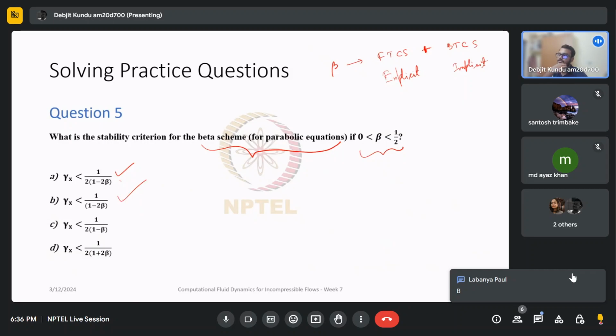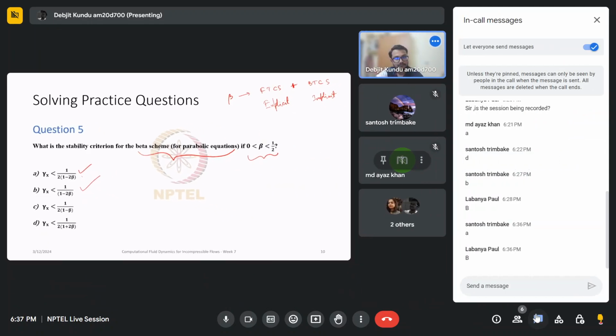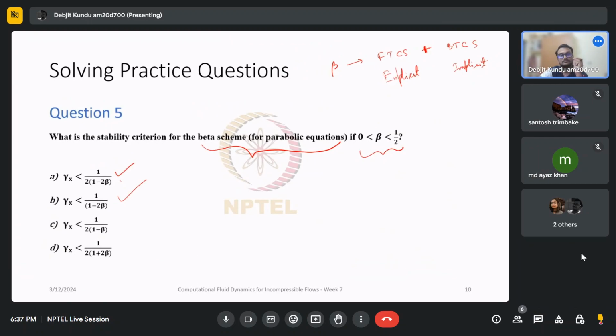There's another response in favor of option B, that is gamma x should be less than 1 by 1 minus 2 beta. Let's see what others have to say. Alright, so let's have a look at the solution. It's actually option A. Gamma x should be less than 1 by 2 into 1 minus 2 beta.